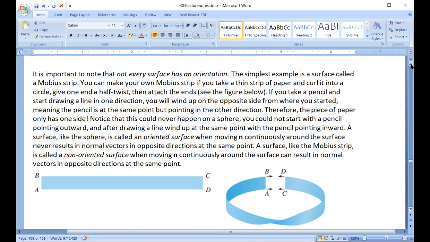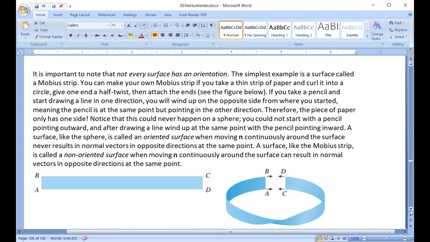You can move your normal vector around continuously, and you can get normal vectors in opposite directions at the same point. Okay. So I just wanted to mention that surfaces without an orientation do exist. We're not actually going to do anything with it, except that I, again, suggest, and I would love for you to try that at home because it's actually really cool.